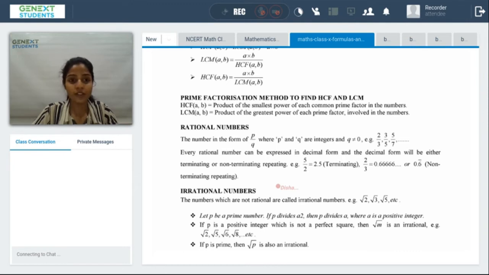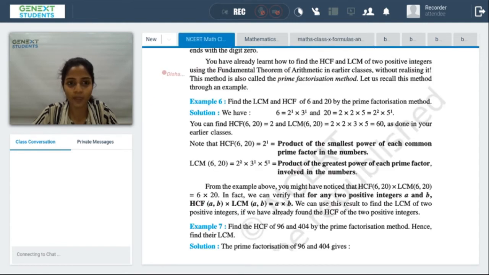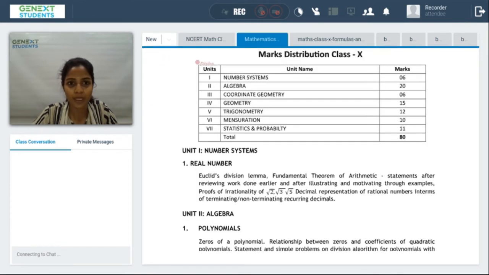If you have any doubts, you can raise your hands in the chat. You can write your doubts in the chat section or raise your hand over here on the left side.